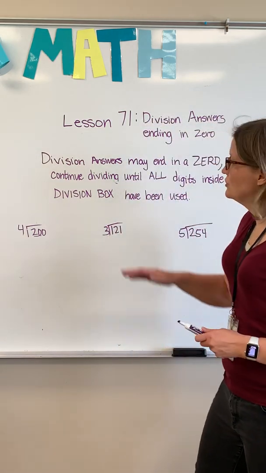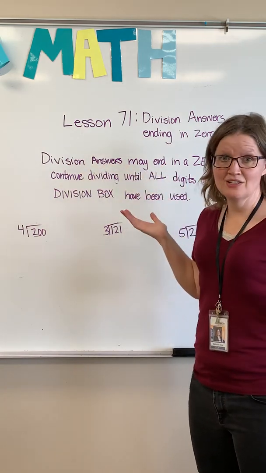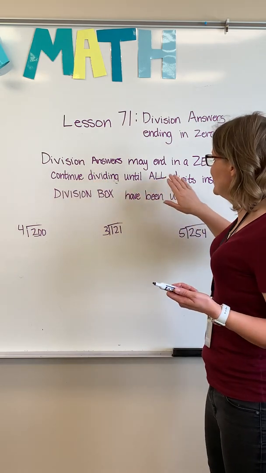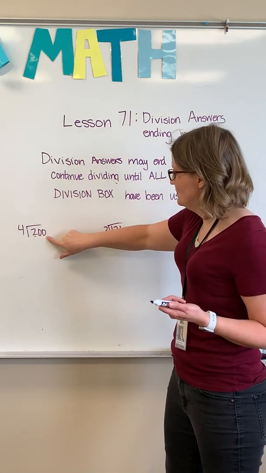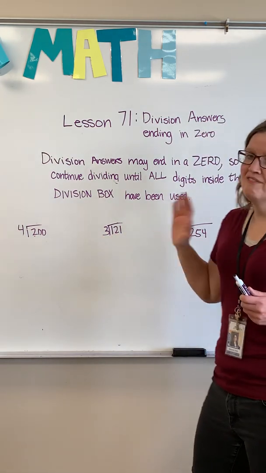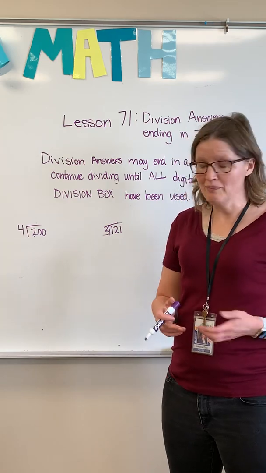First off, in your notes, you need to note division answers may end in a 0. So we need to continue dividing until all of the digits inside the division box, that would be here or here or here, have been used. Let me show you an example of what I'm talking about.